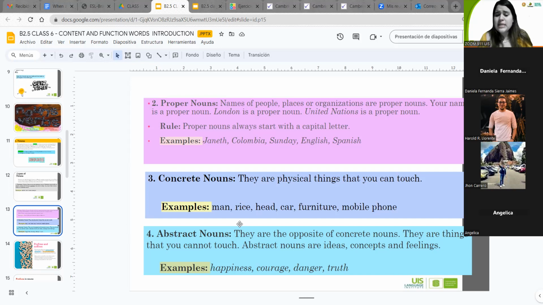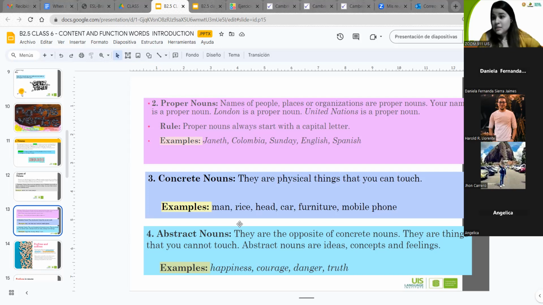For example, happiness, courage, danger, truth, love, hate. Since they are feelings, they don't have a physical representation. For example, what if I say, okay, this is love for me, maybe for John or for Daniela or for Angelica or for Harold or for Freddy, it's something completely different, right? Because it is a concept, it's a feeling. So that's why they are called abstract nouns, because they don't have a physical representation.